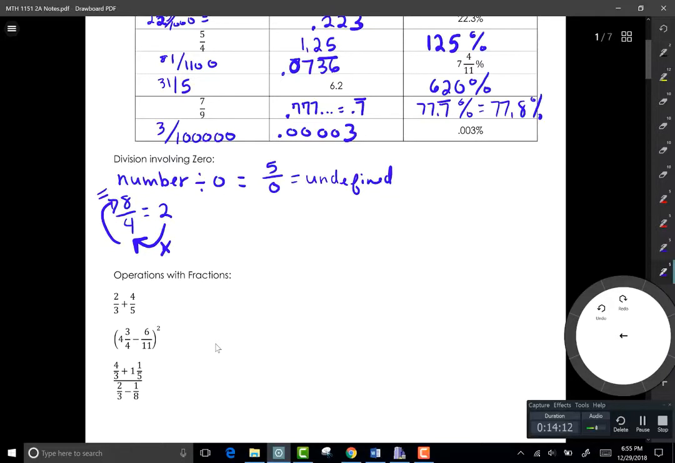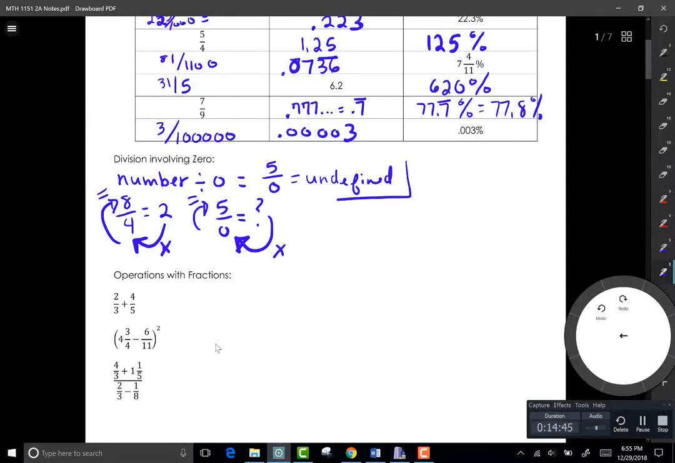So if I now go back to this, I'm asking you what number times 0 would give me 5. That's impossible. There is no number times 0 that would give me 5. And that's why this is undefined. And it doesn't matter what number is on the top. It could be 4, it could be 1,000,000, it could be -7. It doesn't matter what's on the top. When 0 is in the denominator, you're dividing by 0 and it's undefined.